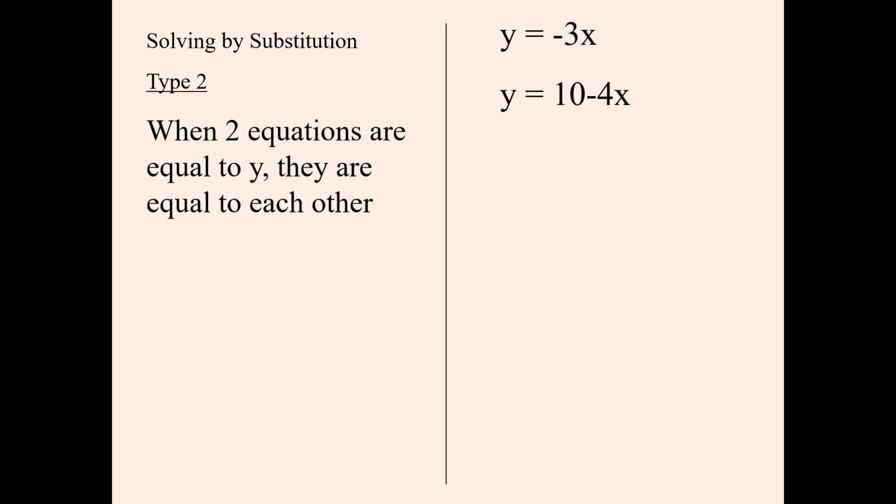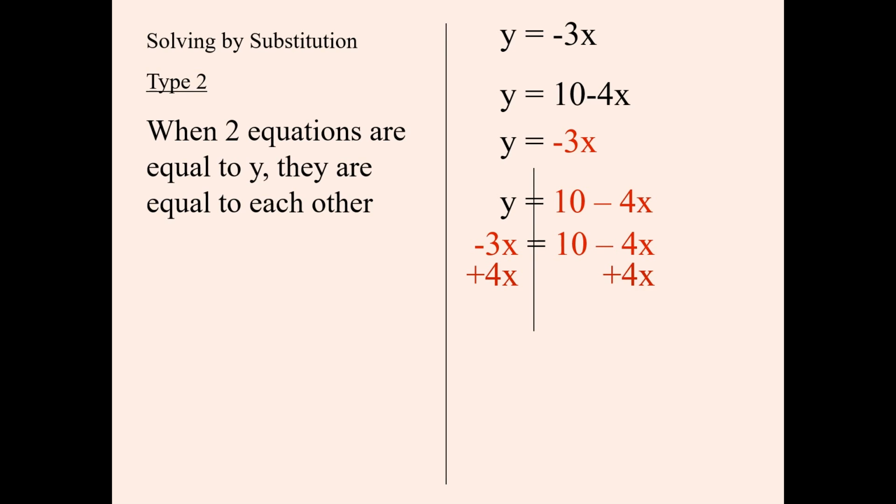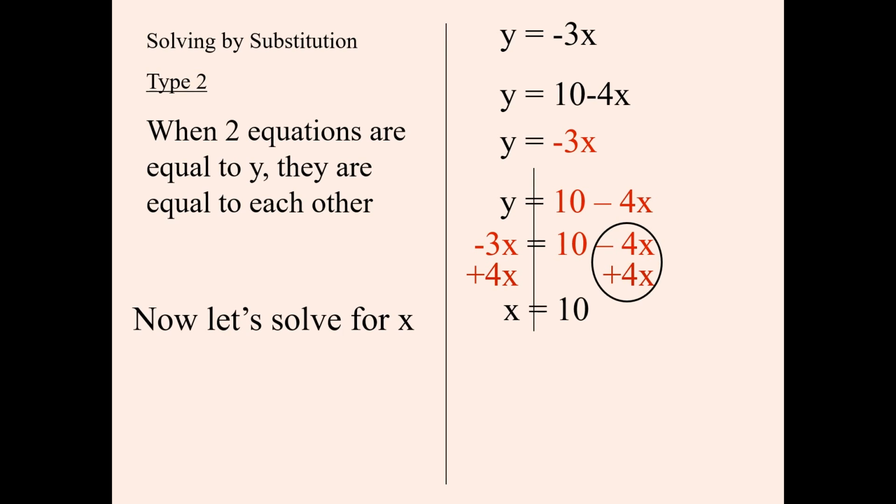They're both solved for y, so I can literally make negative 3x equal to 10 minus 4x. That's what I'm going to do here. And now I've got negative 3x equals 10 minus 4x. So I need to solve this so that there's just x. So I got negative 4x, I got negative 3x. I moved the 4x over, and then I got x is 10.